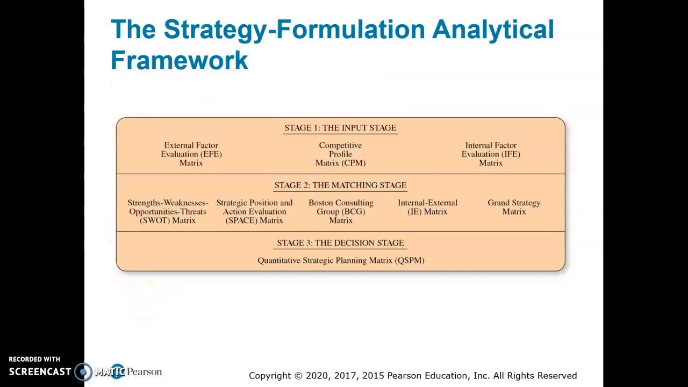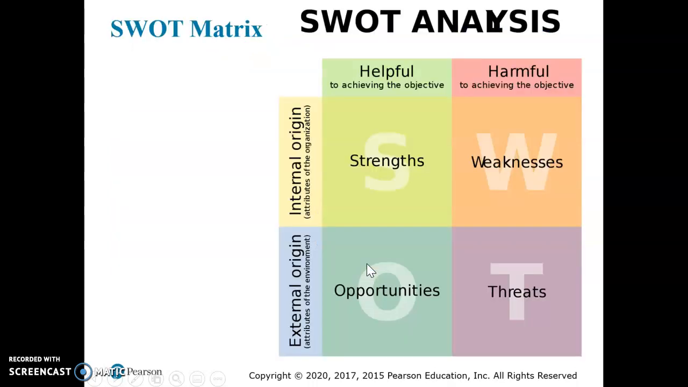All right, in Chapter 6, we're looking at really the strategic management decision and some of the tools that we can use. So in stage 1, we can utilize the external factor evaluation matrix, competitive profile matrix, and internal factor matrix, which we've already talked about. In this chapter, we're going to be talking about the matching stage and the decision-making stage, and we have a whole bunch of tools we can use. The SWOT, which many of you are probably familiar with, SPACE matrix, the BCG matrix, the IE matrix, the Grand Strategy matrix, and the QSPM. So let's go ahead and look at all these.